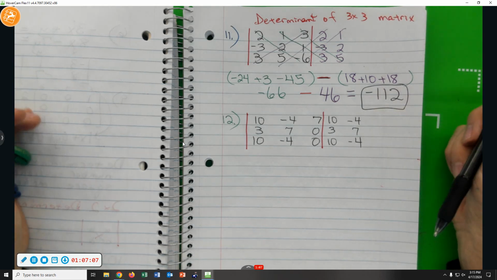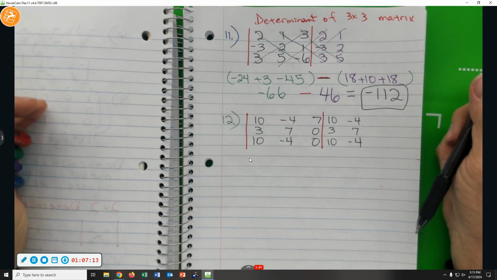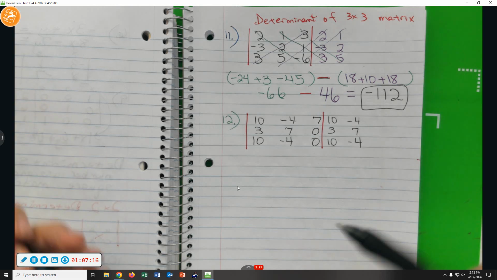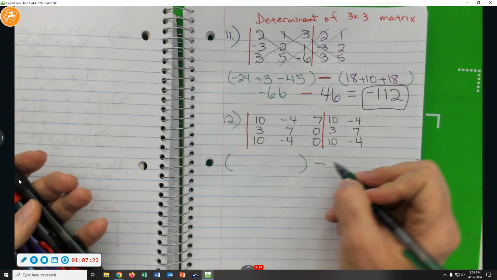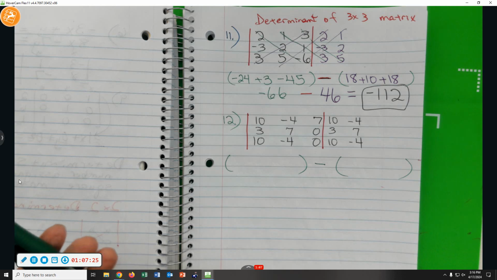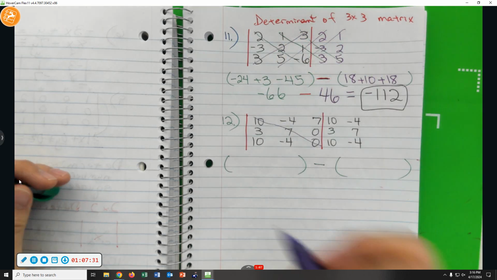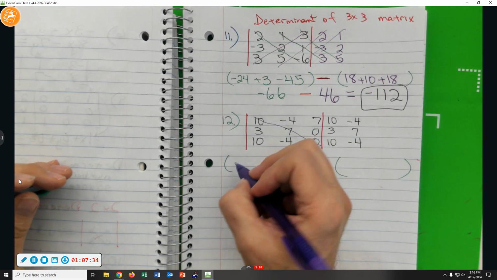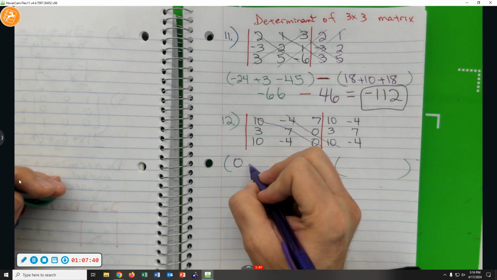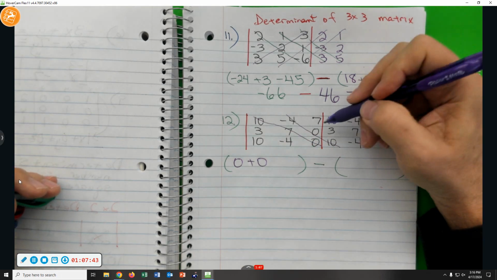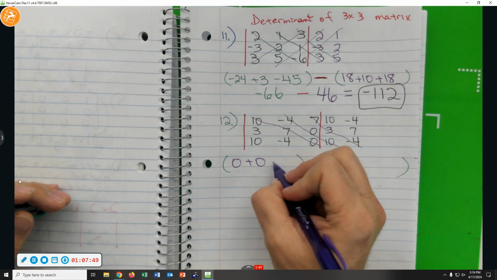There are so many places for just dropping a negative or accidentally adding a negative. That'll certainly mess up your answer. Okay. It's parentheses, big parentheses, minus big parentheses. Here we go. We're going to start. 10 times 7 times 0 will give me 0. Negative 4 times 0 times 10, another 0. 7 times 3 times negative 4. 21 times negative 4, is that a minus 84?